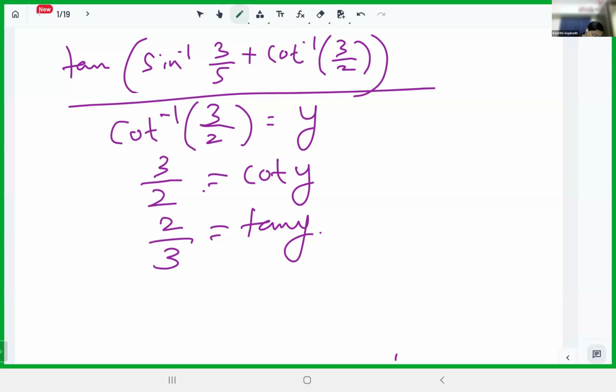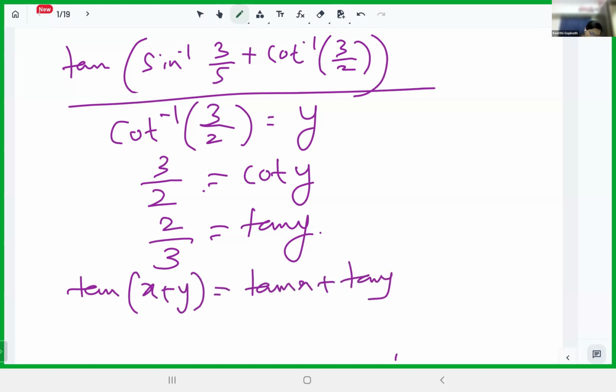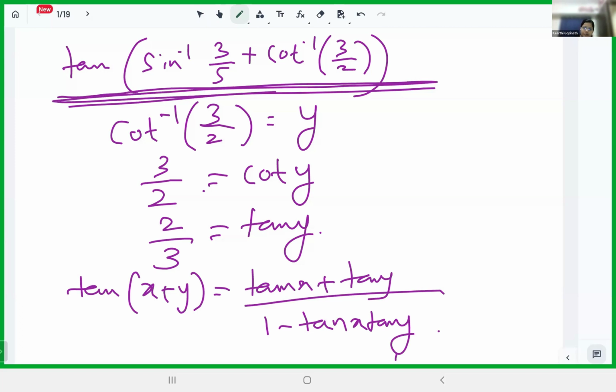Now we know the identity: tan of x plus y is equal to tan x plus tan y by 1 minus tan x tan y. Here you can see that it is in the form of tan of x plus y, right? The question is in the form of tan of some x plus y. And here we have given sine inverse of 3 by 5 as x and similarly cot inverse of 3 by 2 as y. So we are applying the identity tan of x plus y.